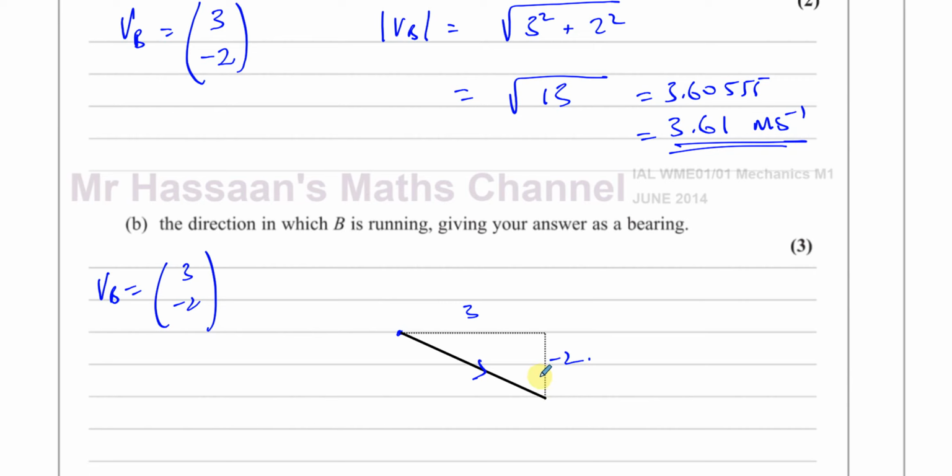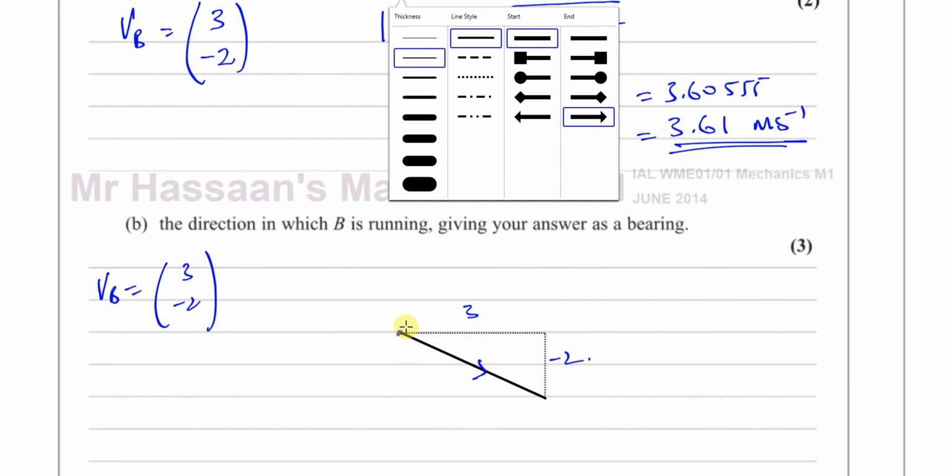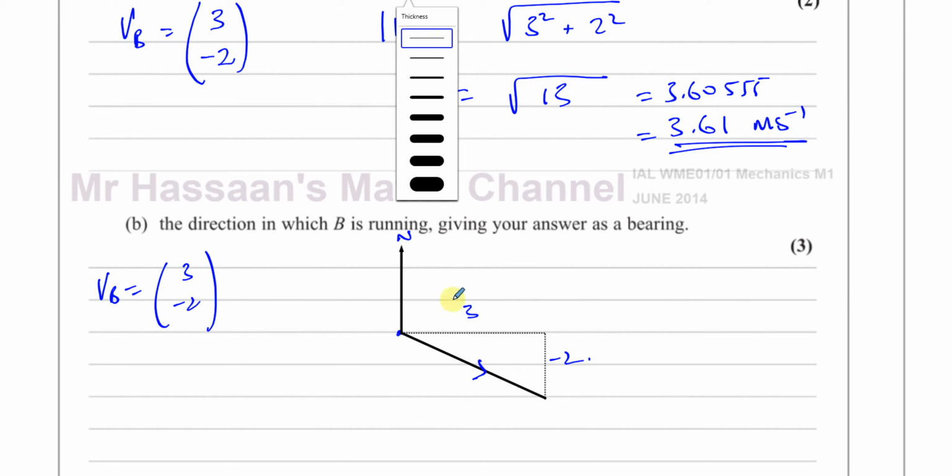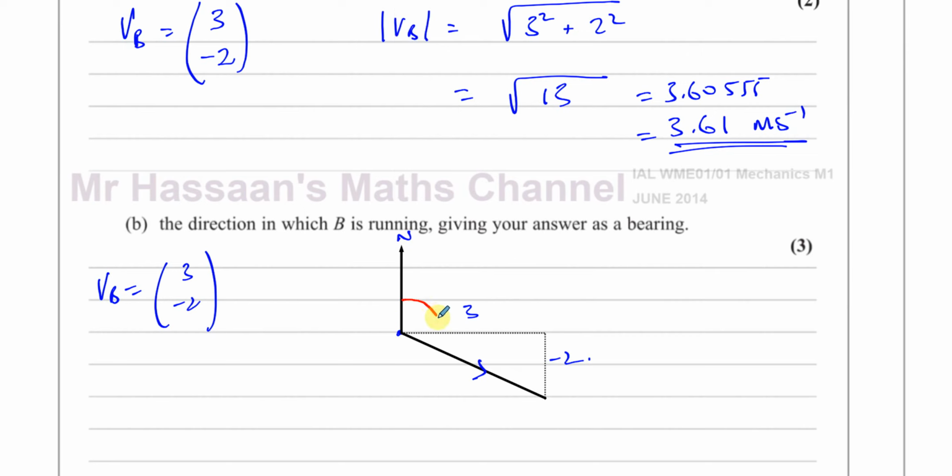So we've got to write that as a bearing. I'm going to draw the north line here. The bearing is always measured from the north line. So if that's where it starts, there's the north line. We have to find the size of this angle over here. That is the bearing, measured from the north line clockwise until you're going in the direction you want. This is the velocity of B, so we need to find this angle over here.